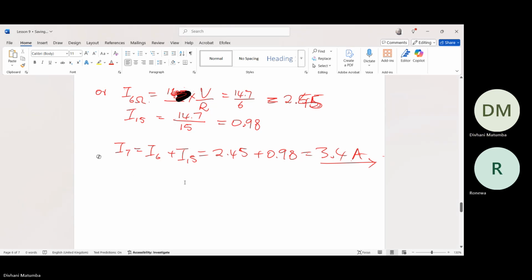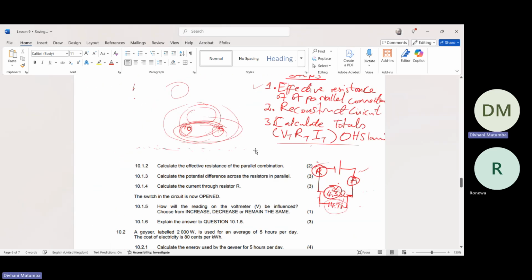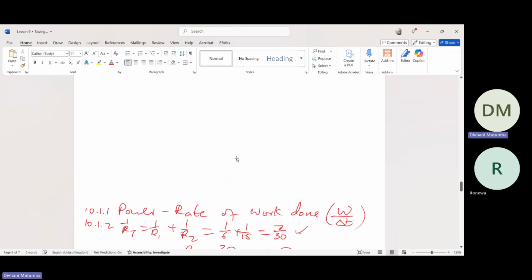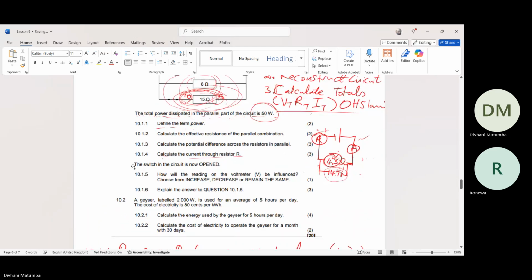Okay, the next question says, the switch in the circuit is now open. How will the reading on voltmeter V be influenced? Choose increase, decrease, or remain the same.